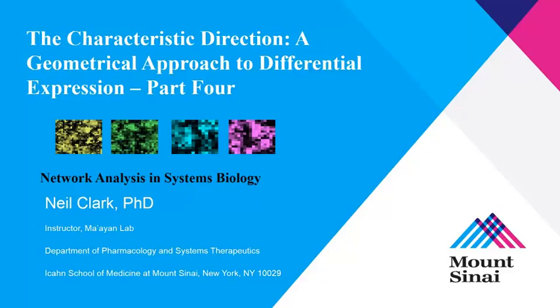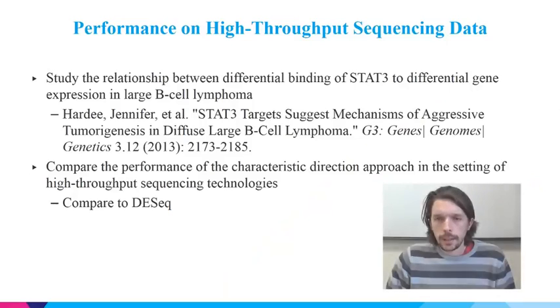Hello, I'm Neil Clark, and this is the fourth and final part of a series of talks on the characteristic direction, which is a new geometrical approach to the analysis of differential gene expression. In the previous part, we looked at some validation of this approach and comparisons to other approaches in the context of transcription factor perturbations and drug perturbations, using microarray data.